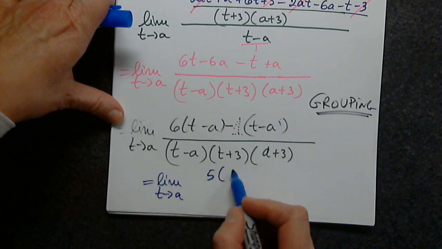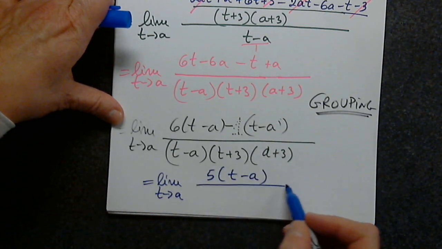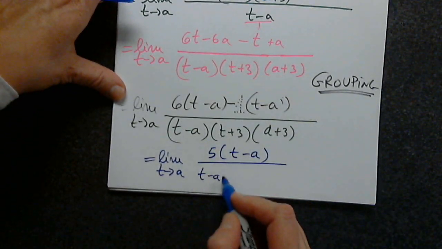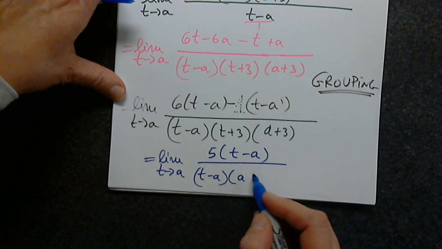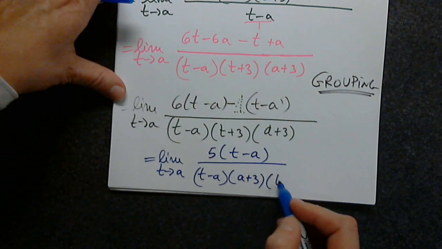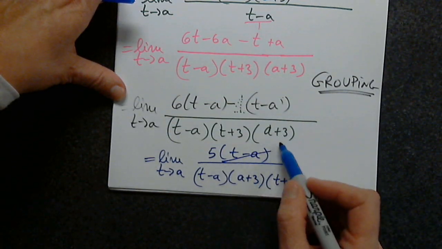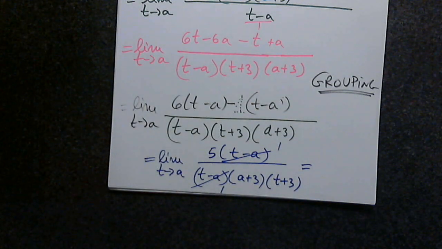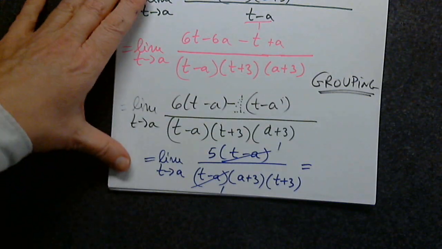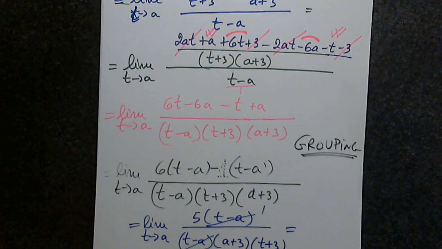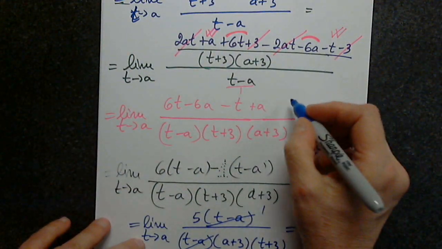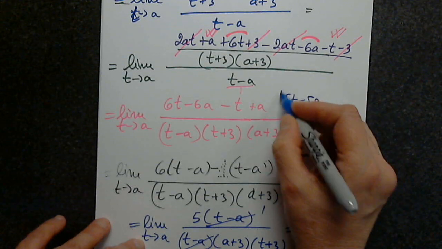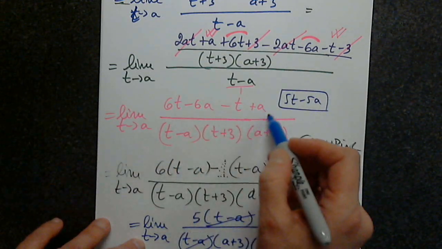Indeed, 5 times (t minus a), and then (t minus a) times (a plus 3) and (t plus 3). And yes, finally, and now I can drop the limit operator. So when you redo this problem, please just write 5t minus 5a here instead of all this. There is no need.